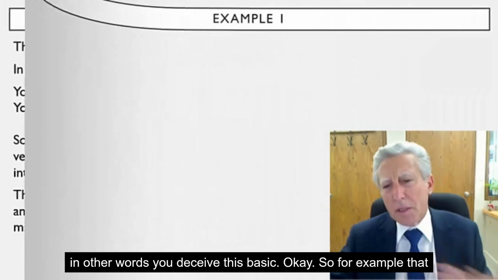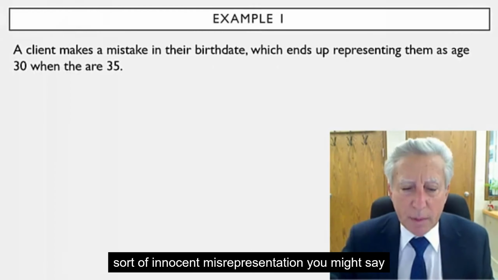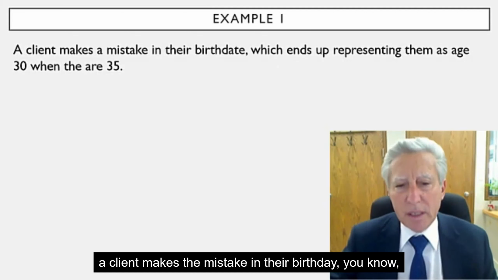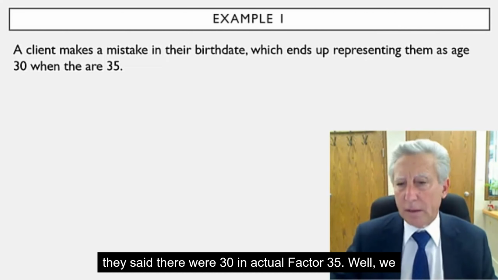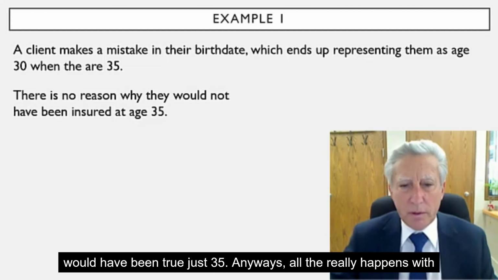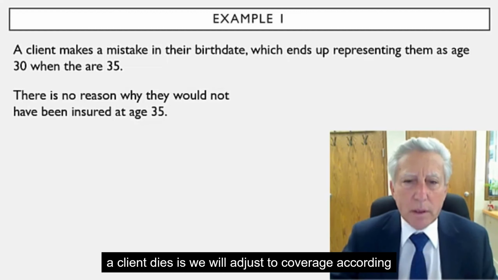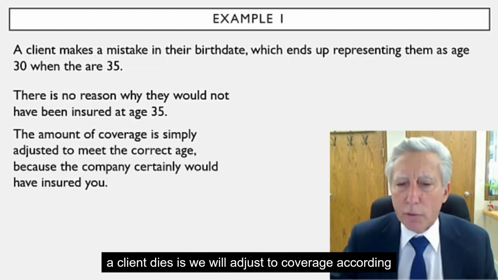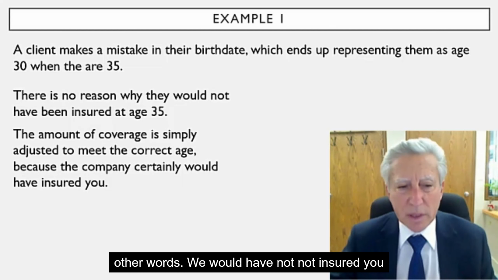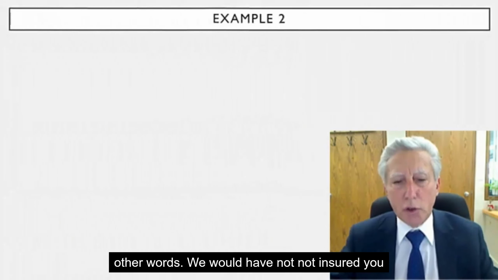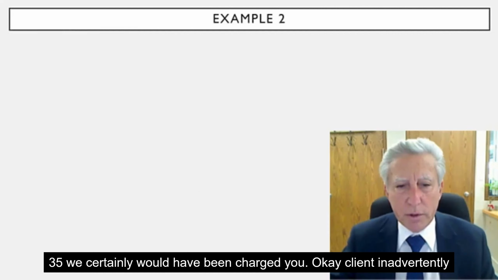Okay. So, for example, that sort of innocent misrepresentation, you might say, a client makes a mistake in their birth date. They said they were 30, in actual fact, they're 35. Well, we would have insured you at 35 anyways. All that really happens when a client dies is we will adjust the coverage according to reflect your real age, basically. In other words, we certainly would have insured you, okay?